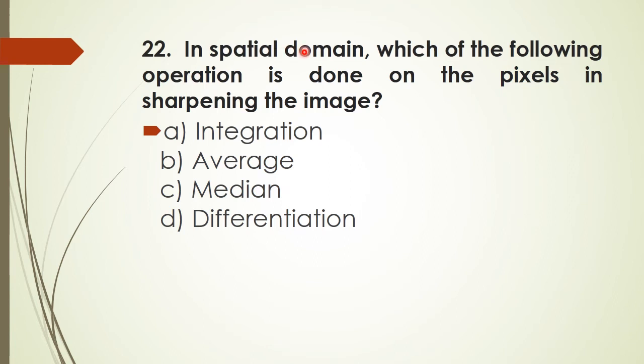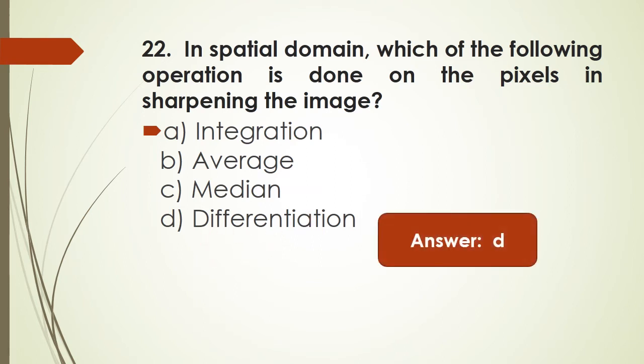Next question. In spatial domain, which of the following operation is done on the pixels in sharpening the image? Option A, integration. Option B, average. Option C, median. Option D, differentiation. Always remember, in spatial domain, for sharpening the image, we will be using differentiation. Option D is the right answer.